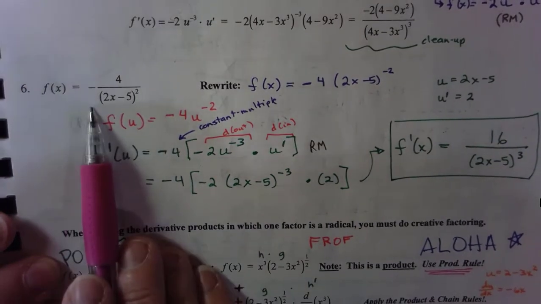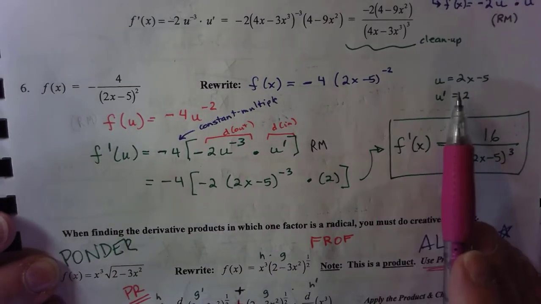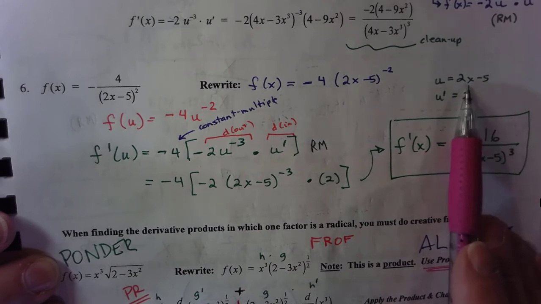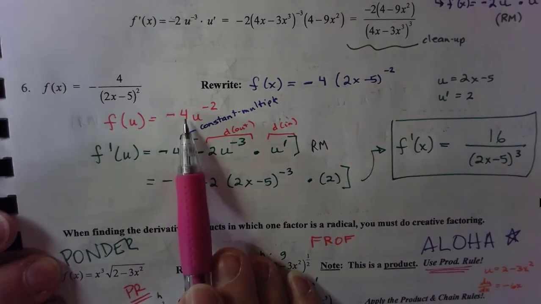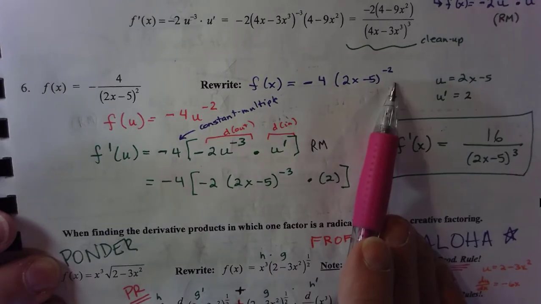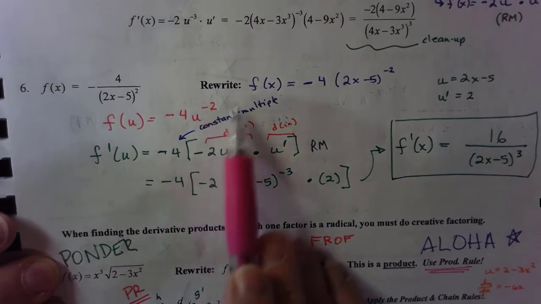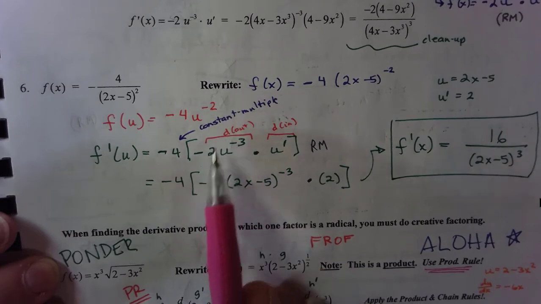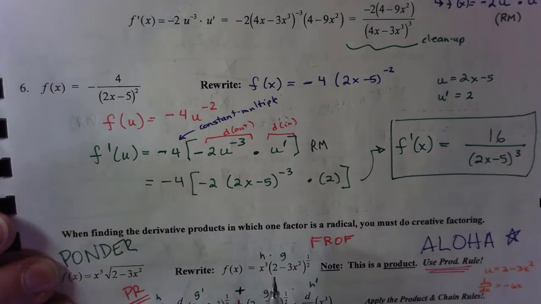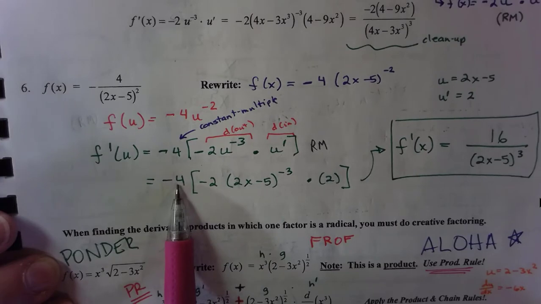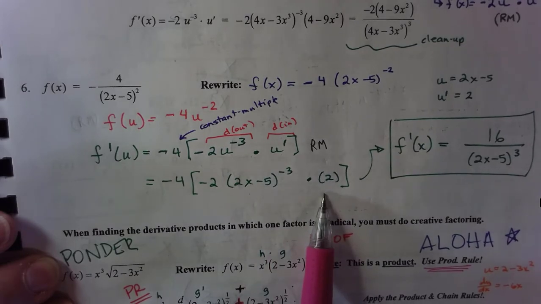We have f of x equals negative 4 over (2x minus 5) to the second. We're going to rewrite that with an exponent. We're going to take our u as 2x minus 5. So looking at that, our u prime is 2. So I have the information I need. f of u is negative 4u to the negative 2. f prime of u is therefore negative 4, that's my constant multiple, times the derivative of u to the negative 2, which is negative 2u to the negative 3 times u prime. So now we can substitute back in. Negative 4 times negative 2. My u was 2x minus 5, to the negative third, times the derivative of u, which was 2, and clean it all up.